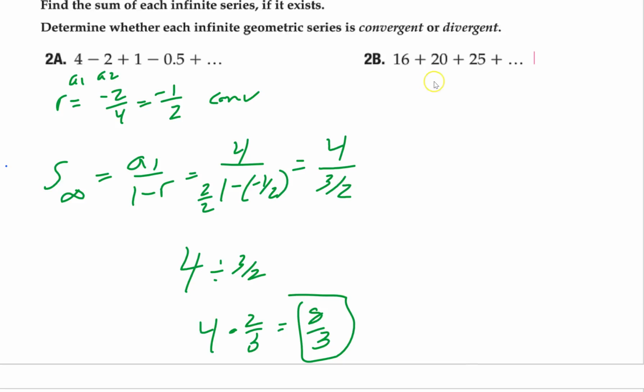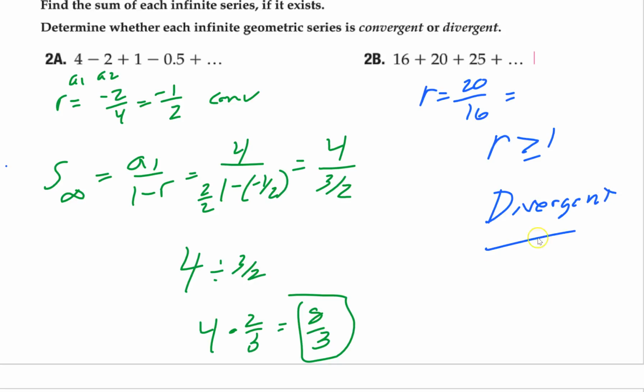2b, same idea. Let's find out first. R is 20 over 16. That is bigger than 1. Right, so this is divergent. You can't do it. And we're done with that one.